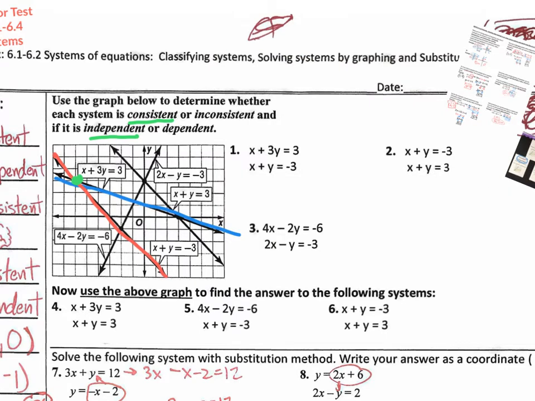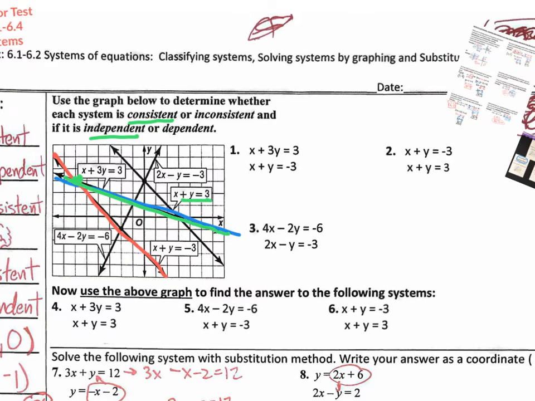Okay? So once again, questions 1, 2, and 3 are just going to be like last Friday's questions 1, 2, and 3, classifying. The next three questions, 4, 5, and 6 on the test are going to be almost exactly like last week's quiz, 4, 5, and 6, where I tell you now use the above graphs to find the answers to the following systems. So right here, you're just going to look for the equation x plus 3y equals 3, which is the blue line. The equation x plus y equals positive 3, which is, let's draw it in green over here, the same exact line, right?